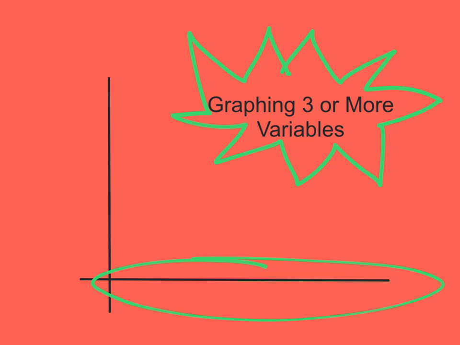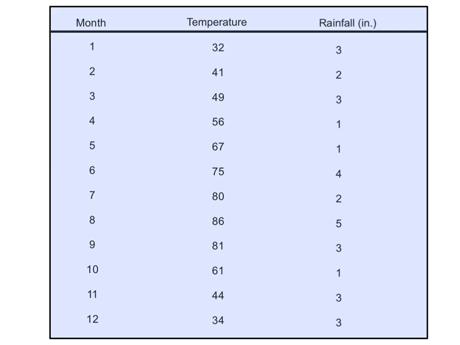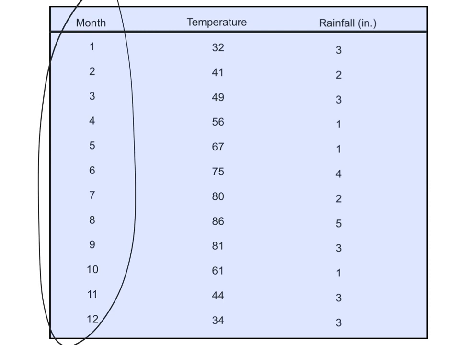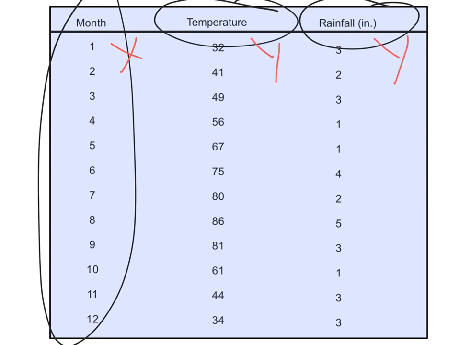Next, we will determine how many y-axes we will need. For example, this chart here has one independent variable, time, shown here as months, and two dependent variables, temperature and rainfall. In other words, your graph will have one x-axis, which shows the month, and two y-axes displaying temperature and rainfall. You need two separate axes because temperature and rainfall have different units and scales, making it impossible to graph them both on a single axis.